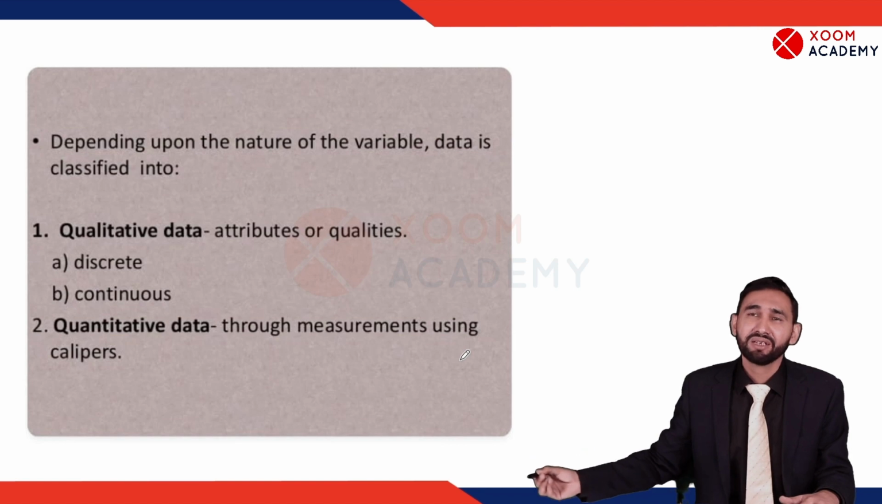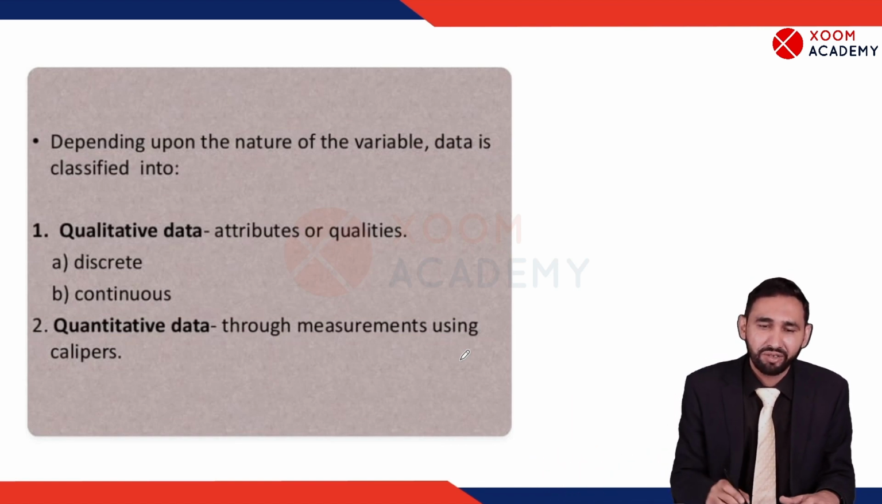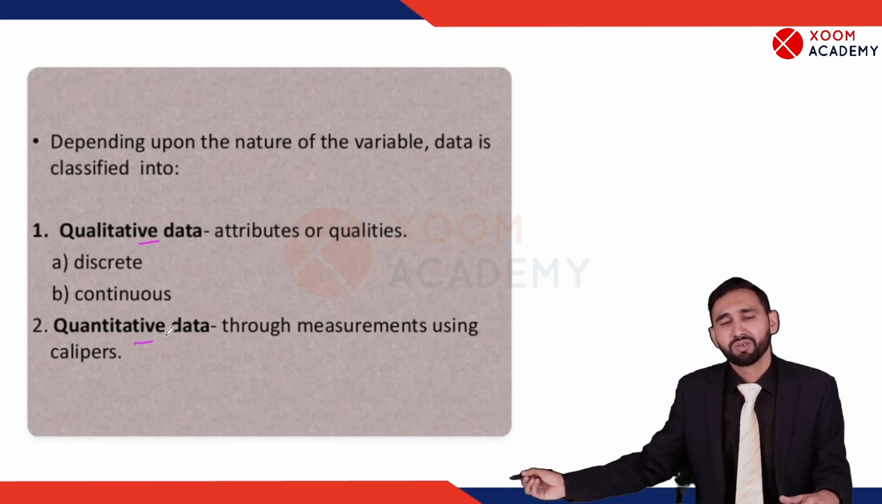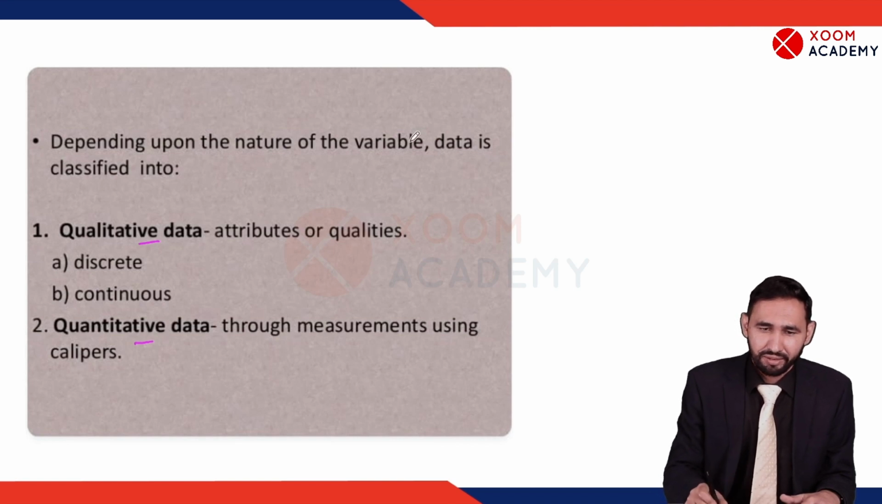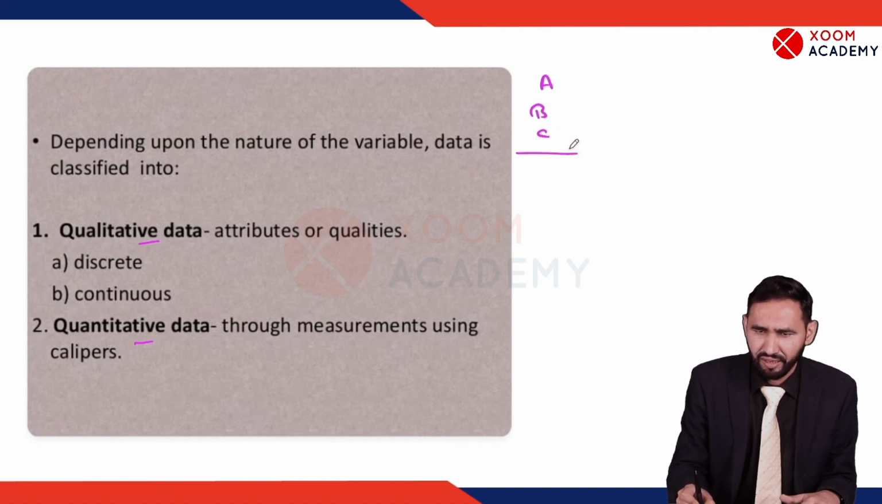Depending on the nature of the variable, data can be classified into discrete and continuous, or we can say that data is qualitative or quantitative. Qualitative data shows quality. It shows the quality, like we can say A grade, B grade, or C grade, or tall, short.